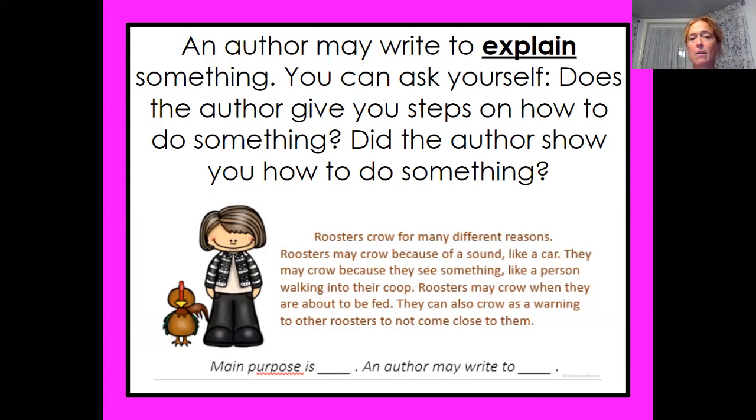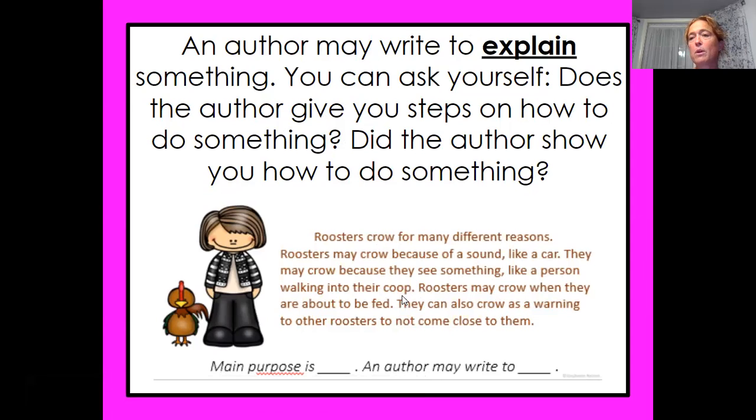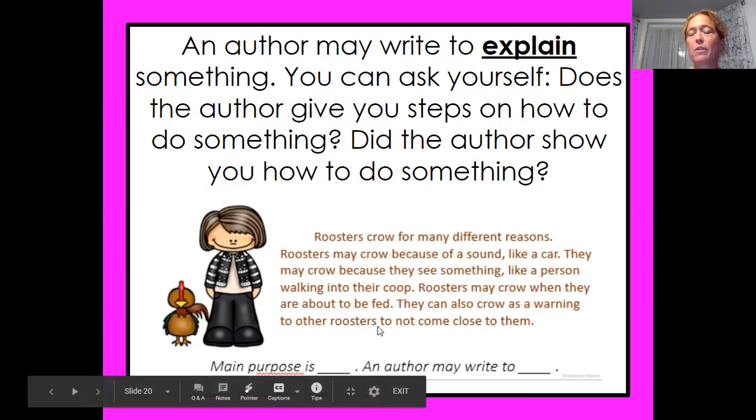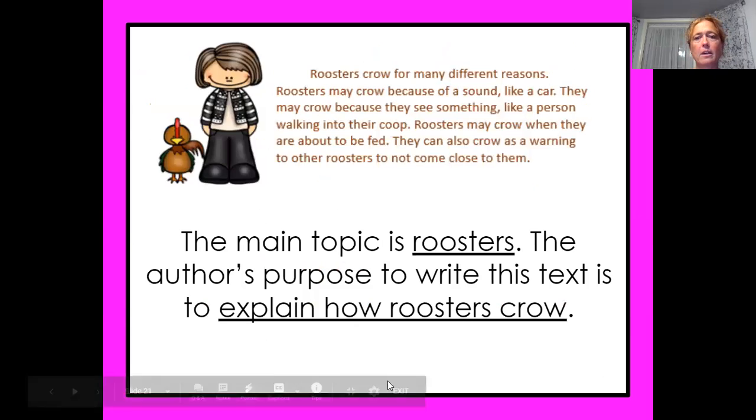Okay, so the main purpose of this is to explain to us why roosters crow. Okay, so it says here, roosters may crow because of a sound like a car. They also can crow if they see something like a person walking into their coop. Remember, a coop is where the roosters live. They also may crow if they are about to be fed. And they can also crow as a warning. So if they get frustrated with other roosters, they may crow as a warning for them to not come close. All right.